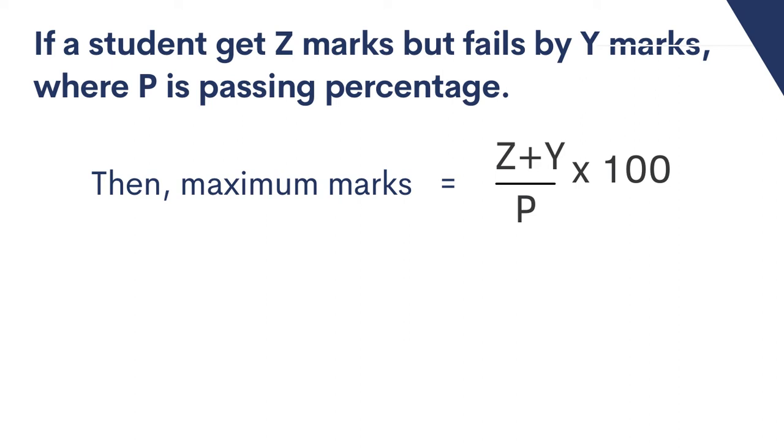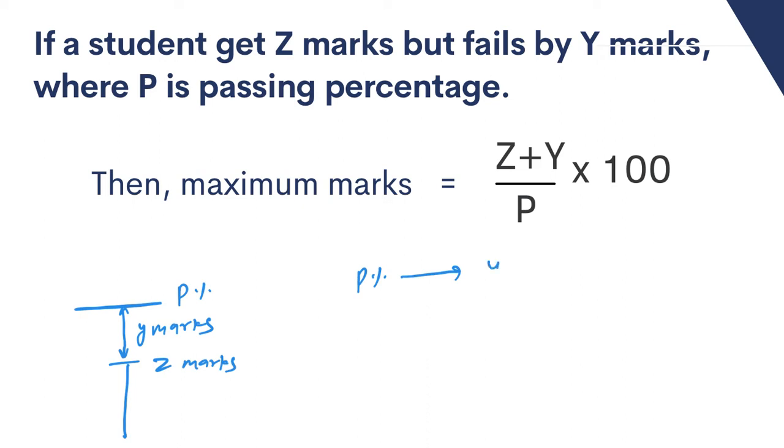If a student gets Z marks, suppose this is Z marks, and fails by y marks, so this is our passing percentage, this is our p percentage, and he fails by y marks, so this is our y marks. So I can say p percentage is equal to y plus z marks.